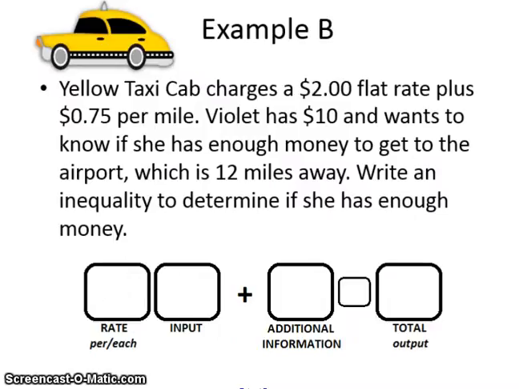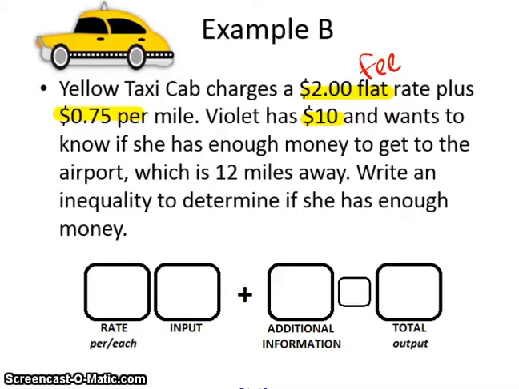Example B says yellow taxi cab charges a $2 flat rate plus 75 cents per mile. Violet has $10 and wants to know if she has enough money to get to the airport, which is 12 miles away. Write an inequality to determine if she has enough money. So I need to take my highlighter. Okay, so yellow taxi cab charges a $2 flat rate, which is just really another fancy word for fee, plus 75 cents per mile. And she has $10. And so it wants to know if she has enough money to get to the airport, which is 12 miles away. So I need to see if I can make it in 12 miles.